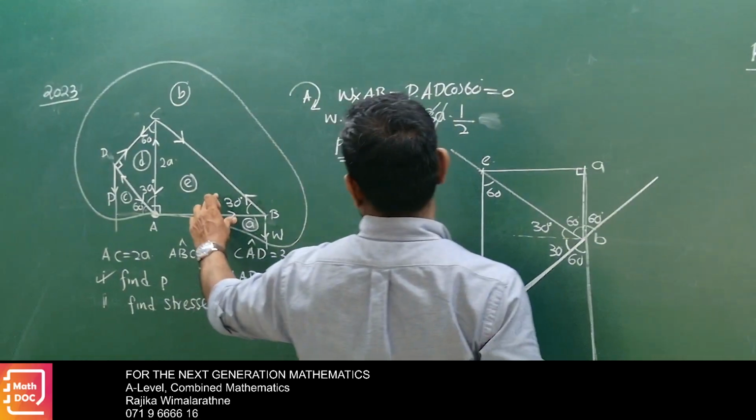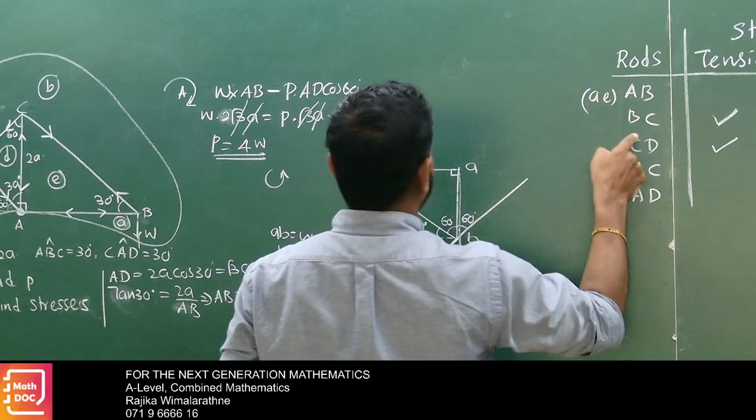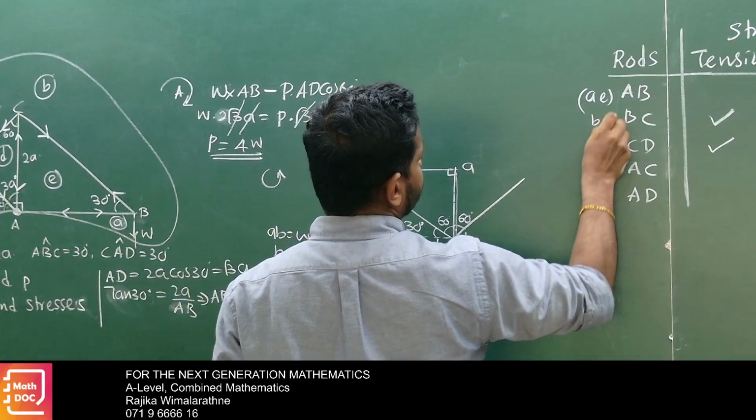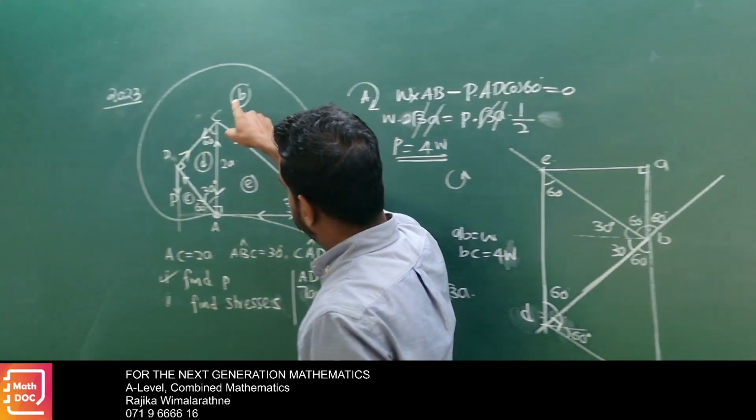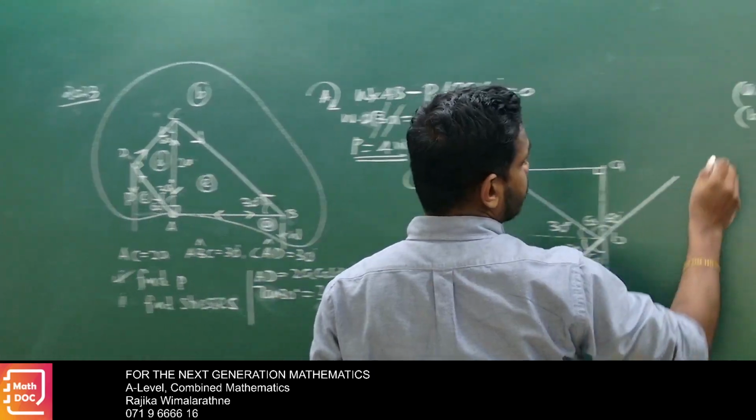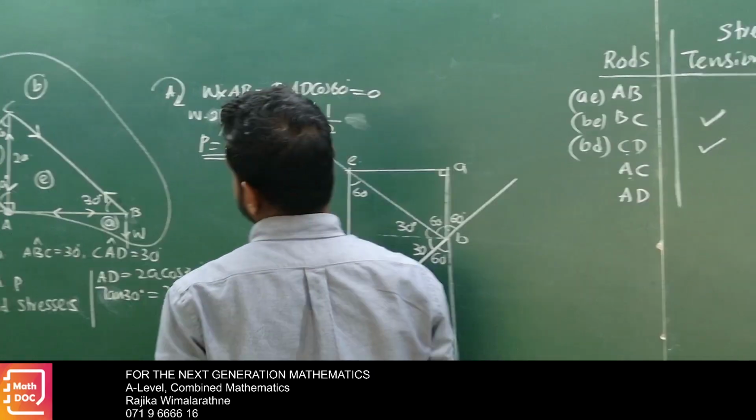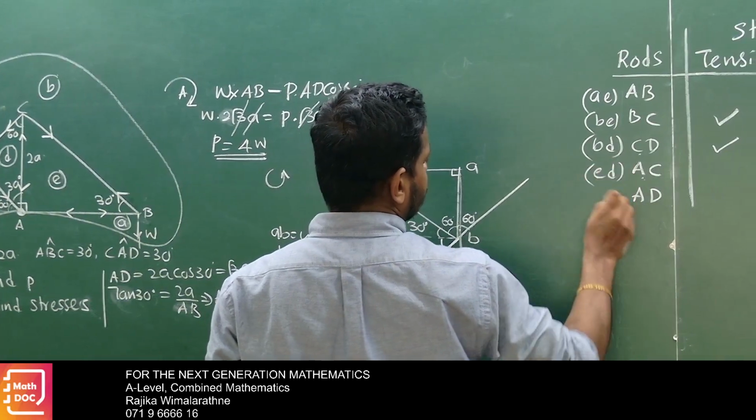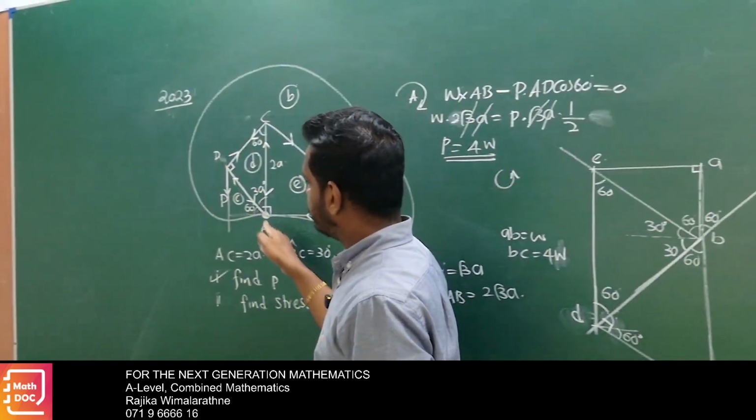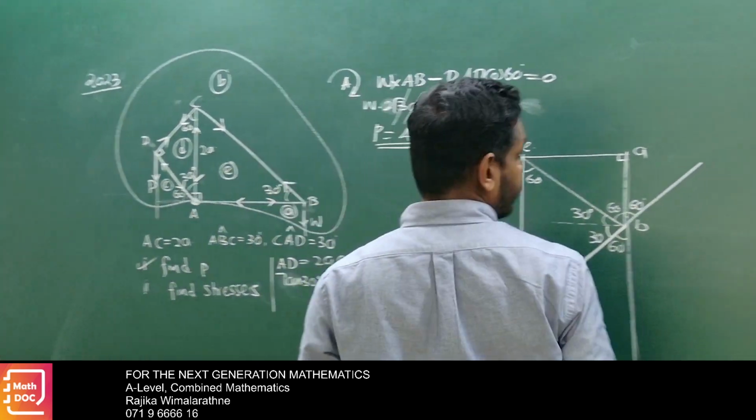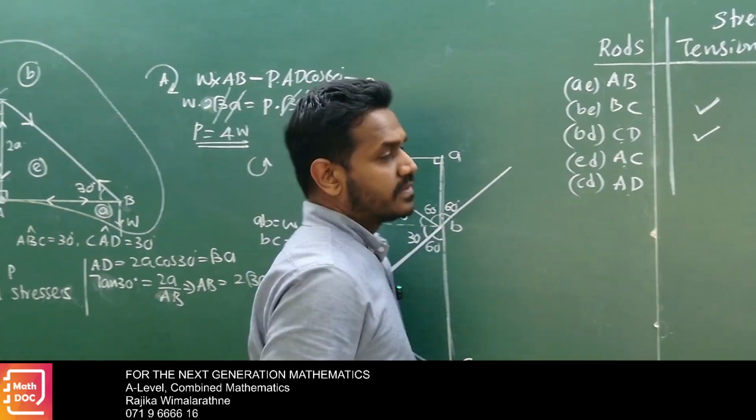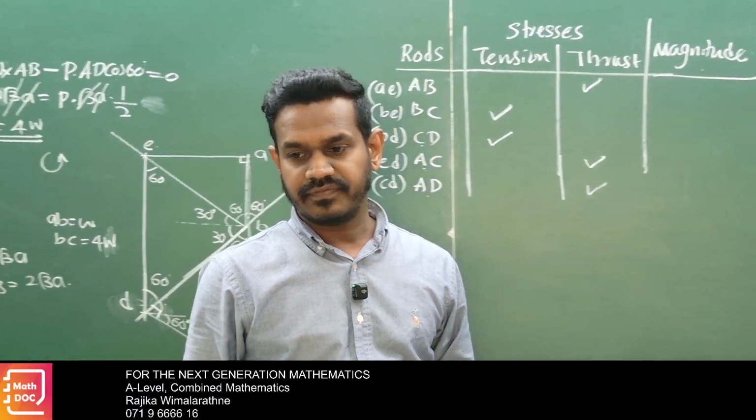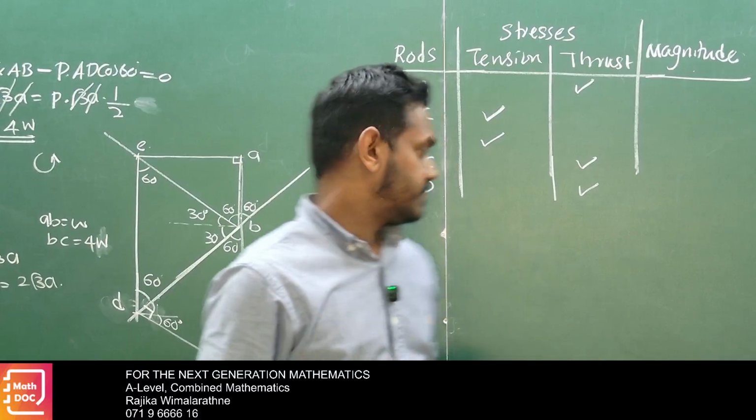Here AB is represented by AE, BC represented by BE, CD represented by BD, AC represented by ED, AD represented by CD, no? Now you find the forces, no? Okay. We have the stress diagram now.